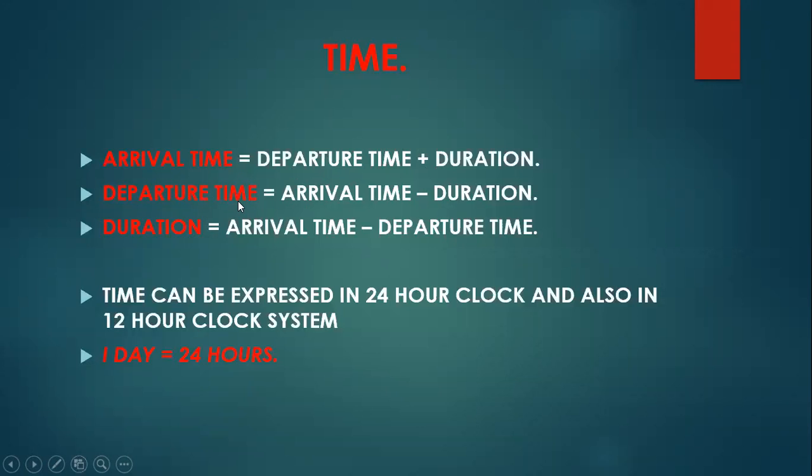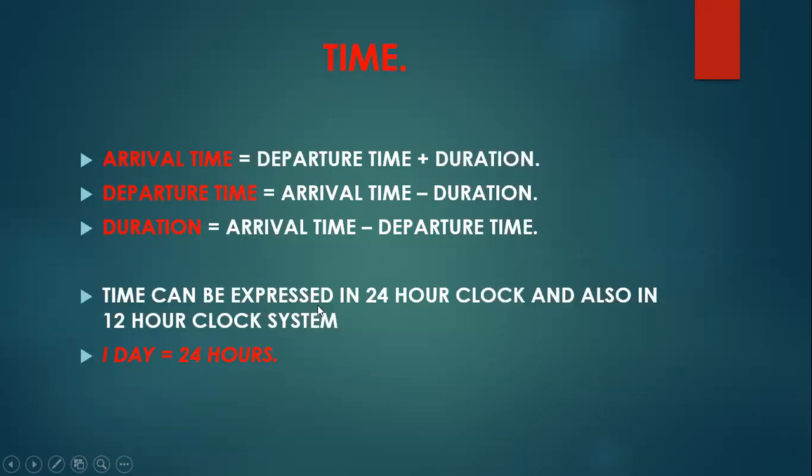But if I want to find the departure, I'll do the opposite. I take the arrival, the time that you arrived, and then I subtract the time taken, or what we call the duration. But if I want to find the duration or the time taken for your journey, it is the arrival, the time that you arrived, minus the departure time, the time that you departed.